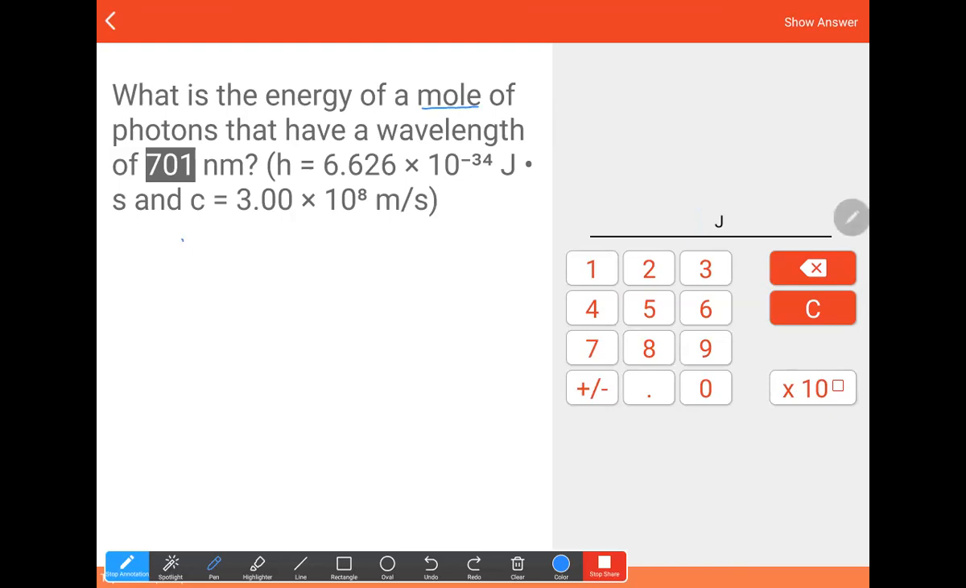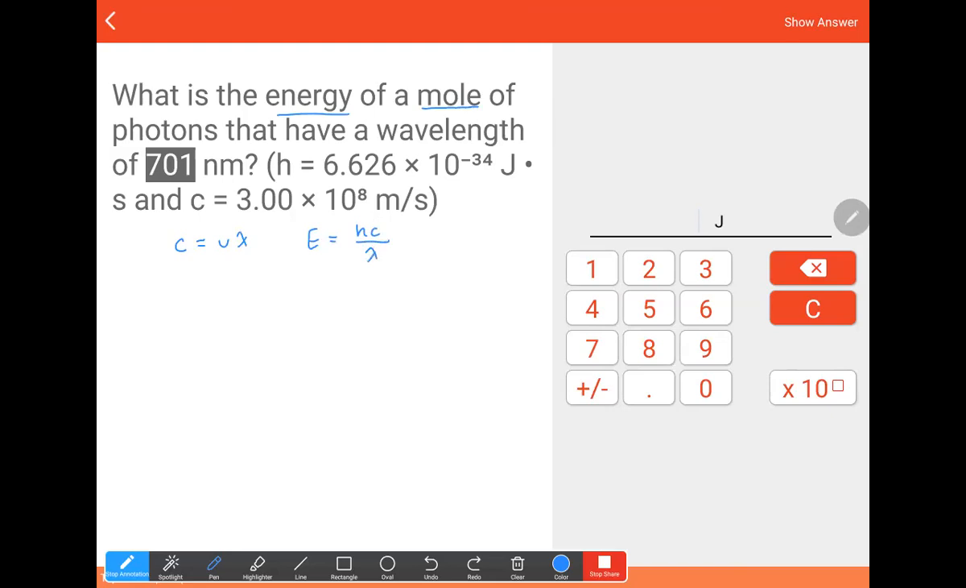So let's take on what we're doing. We've got a couple formulas. Speed of light equals frequency times wavelength, which we could rearrange several different ways. But in this one, we're solving for energy. So we're going to use energy equals Planck's constant times the speed of light divided by wavelength.